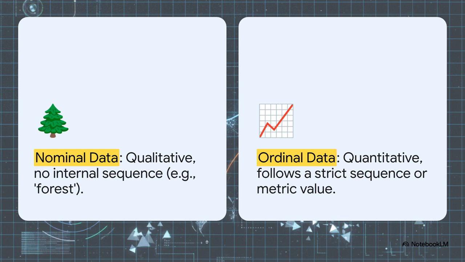On one side, we've got nominal data. This is qualitative, categorical stuff with zero internal sequence. Think of basic labels like forest, water, or city. But on the flip side, we have ordinal or cardinal data. This is the quantitative stuff. It follows a strict sequence or metric value, like population density or temperature.